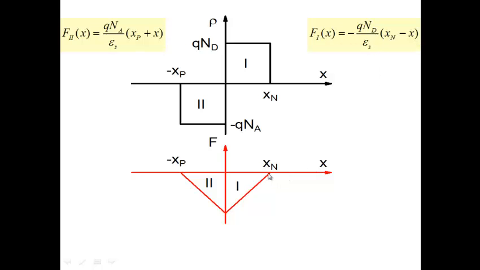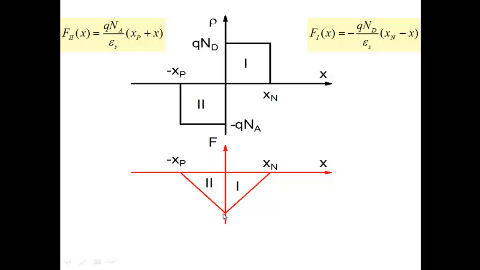So it starts from 0 here, builds up here, and then starts falling again here, and then goes to 0 here. Field is 0 here. Maximum field occurs at the junction here, which makes sense. You have positive charges here, you have negative charges here. So maximum field lines will occur at the junction here, and so that's where the field is maximum.